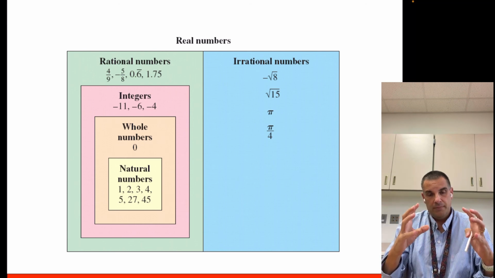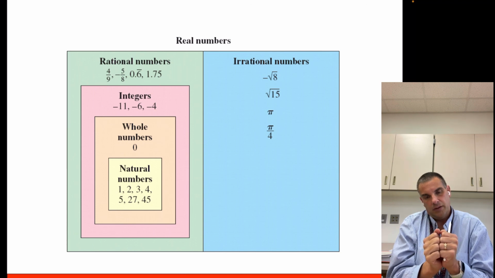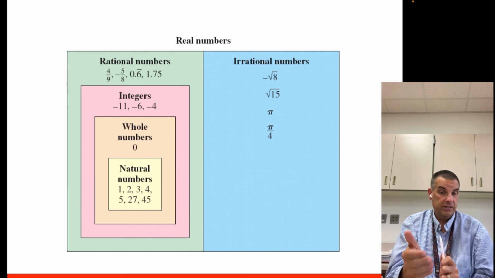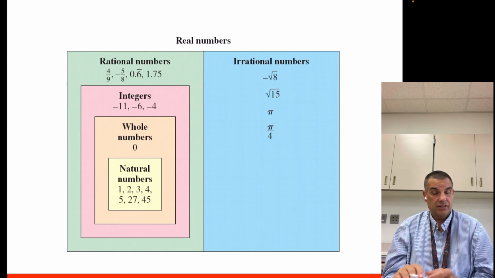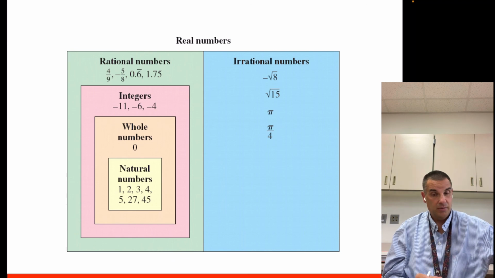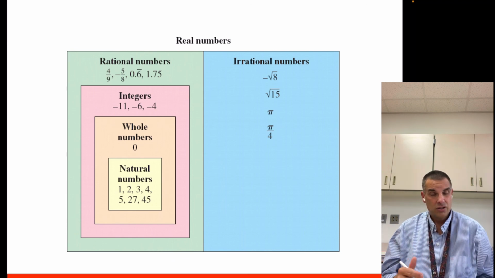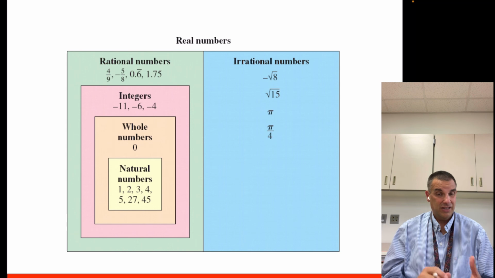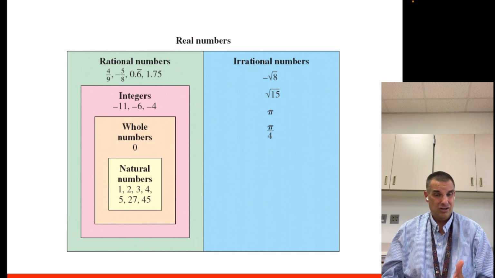So what that means is that your natural numbers are just natural numbers. Your whole numbers are whole numbers and natural numbers. The whole numbers include 0 plus all of the natural numbers. Integers include all the negative counting numbers plus all the whole numbers and natural numbers. So in other words, if something's an integer, it's also a whole number and a natural number. If something's a rational number, it's also an integer, a whole number, and a natural number. Now, it doesn't go the other way.